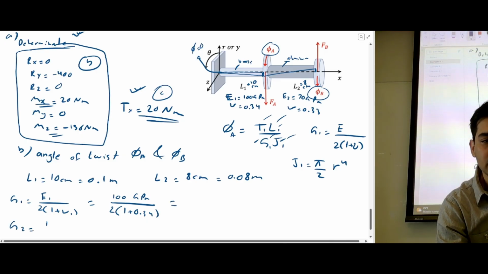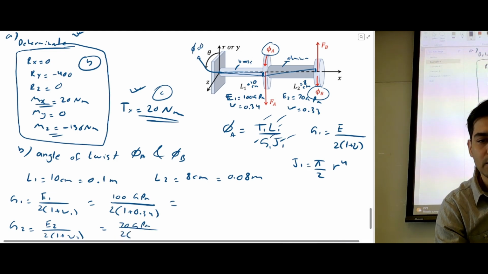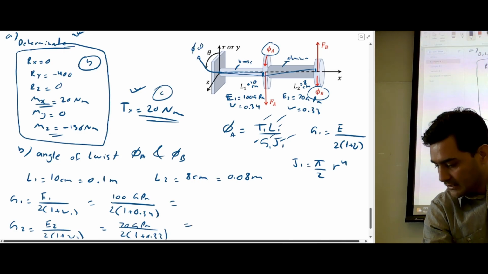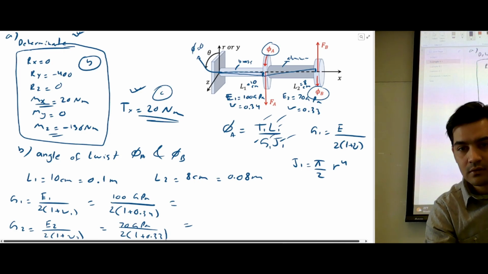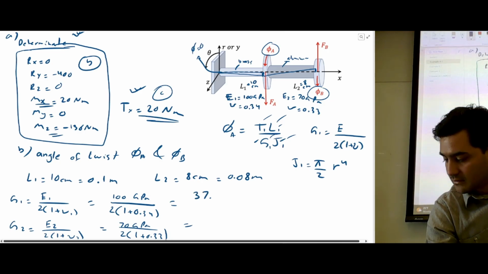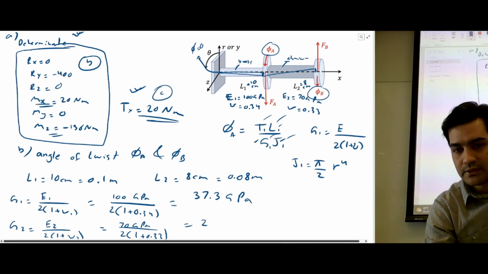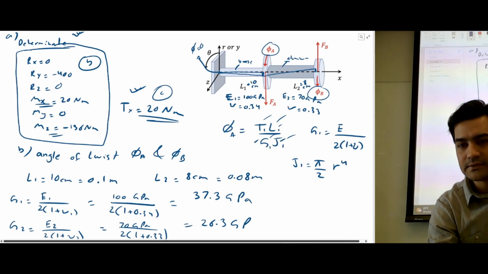G2 is E2 by 2 into 1 plus Poisson ratio. So this is 70 gigapascals over 2 into 1 plus 0.33. So you're going to get the G1 value as 37.3 gigapascals, and you will get the G2 value as 26.3 gigapascals.